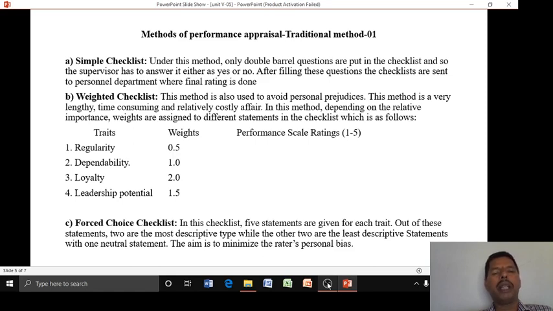Next, point B, weighted checklist, like a weighted average. This method is also used to avoid personal prejudice.